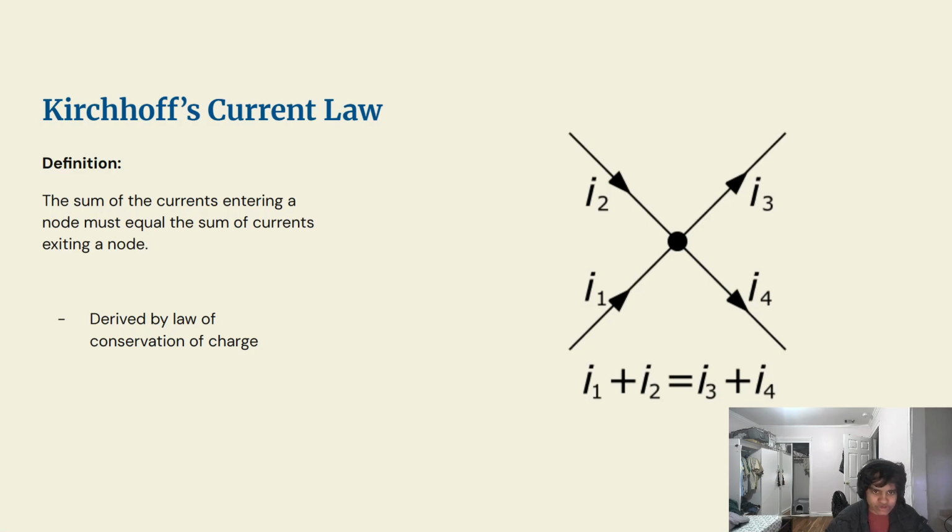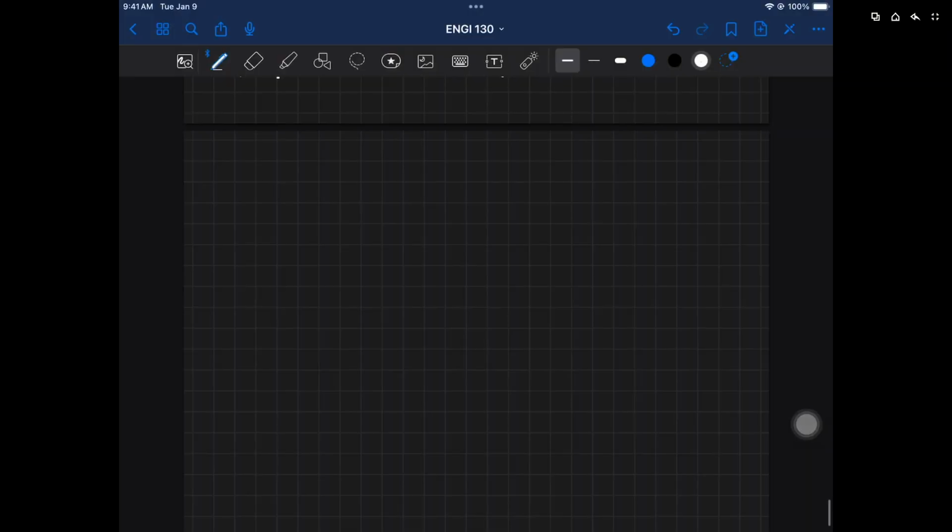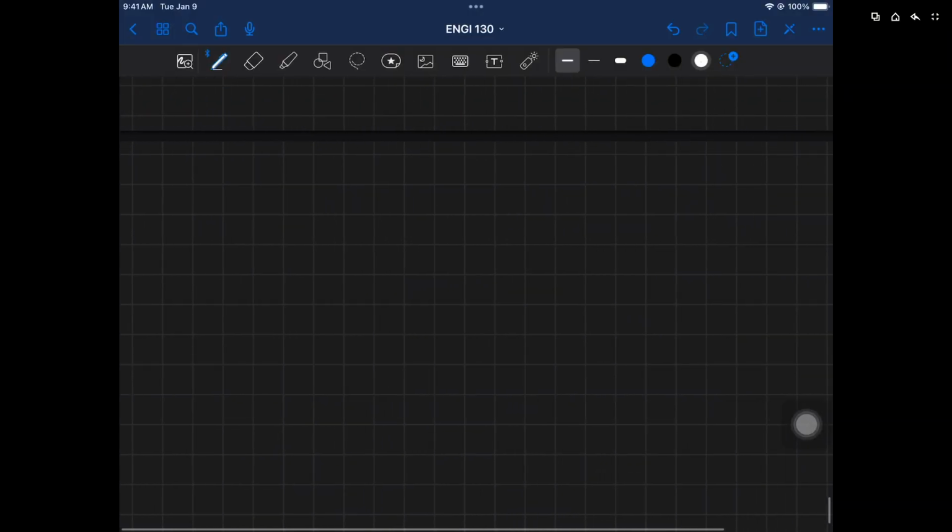In simple terms, that basically just means I in is equal to I out. In this example that we have on the right, we have two currents entering, I1 and I2, and that is equal to the two currents exiting, I3 and I4. So this is very simple, right? And let's move on to the iPad to discuss it a little bit more. So over here, we can have a few examples.